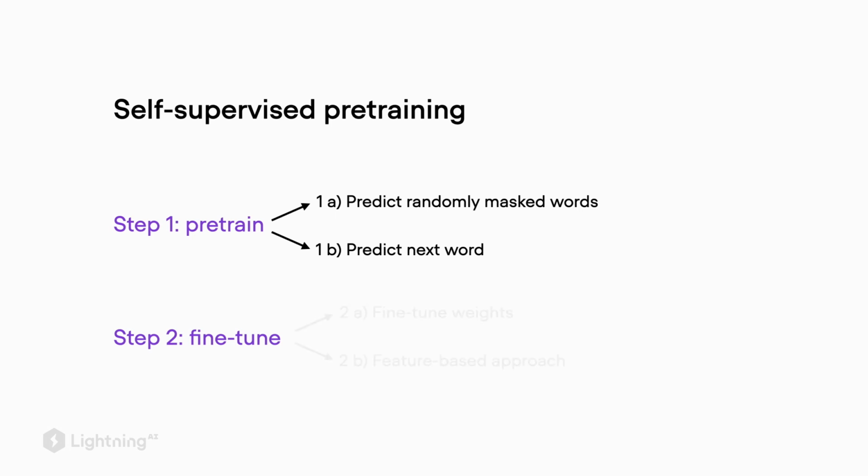Now for fine-tuning, we also have two different approaches. One is to fine-tune all the weights that we have in the architecture, and the other approach is taking a feature-based approach where the model remains frozen and we just work with the output embeddings. And again, we will also see examples of those approaches later. So in the next video, we will start by seeing how pre-training works for GPT models.